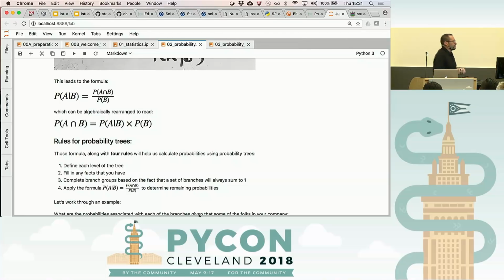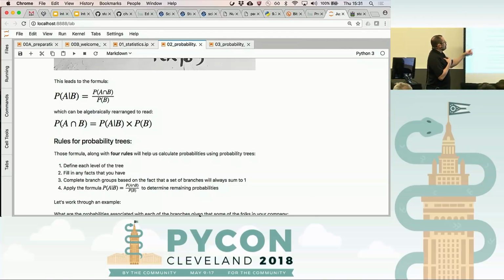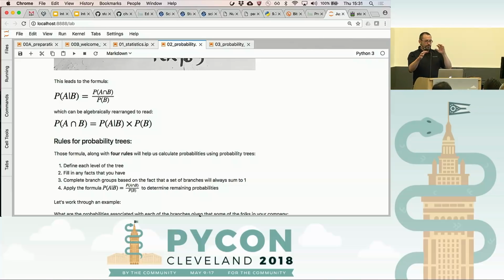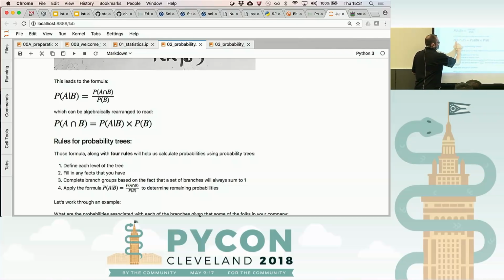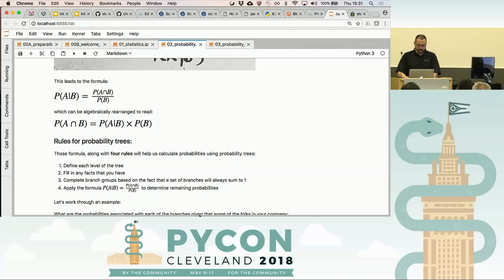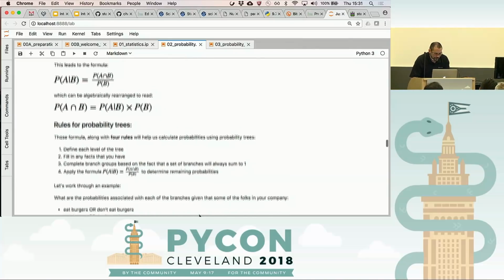All that leads us to a formula. If I want to know what is the probability that I get an A if I'm given a B, I can calculate for the union of A and B, or the intersection of A and B, and then divide that by B. If we pull out our algebra hats and spin that around, the probability of A and B is the probability of A given B times B. Say, okay, what does all that mean? All right.